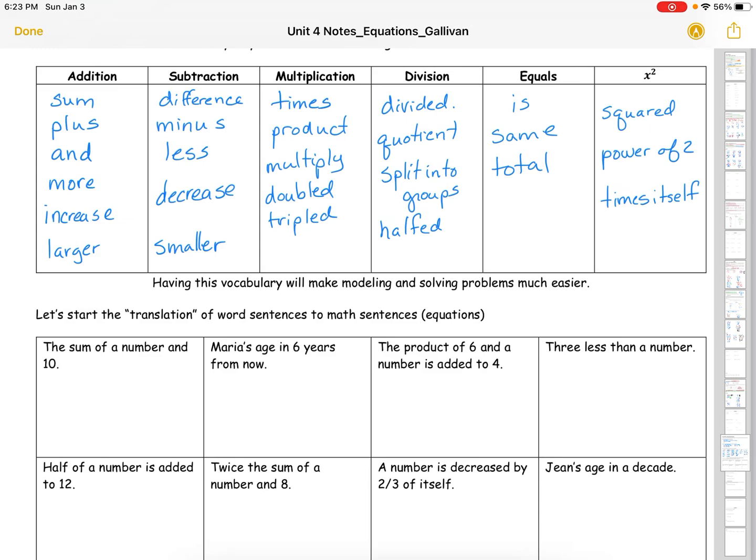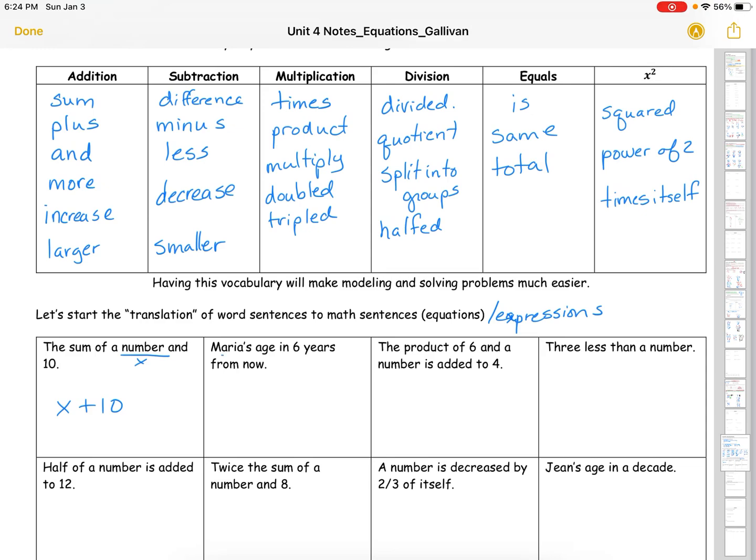So we're going to start translating some word sentences into math sentences, equations, or expressions. These aren't necessarily equations, they are also expressions. Okay, it says, the sum of a number and 10. So we're talking about a sum, we're talking about addition. So if we call a number x, it would be x plus 10. Whenever they've given you a number, think of it as x. Let x equal that number.